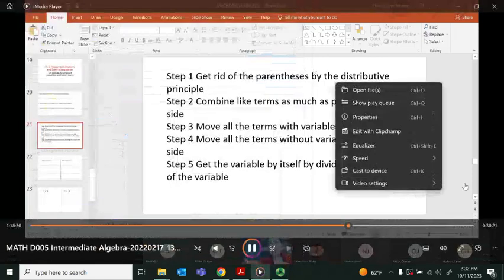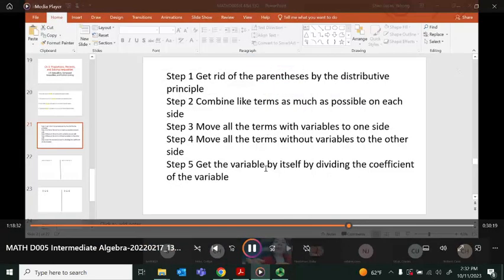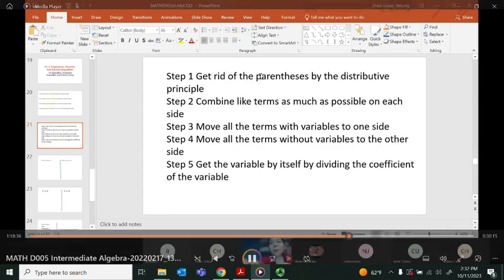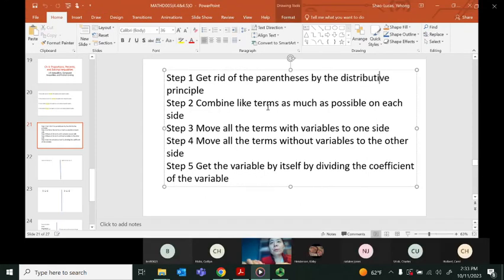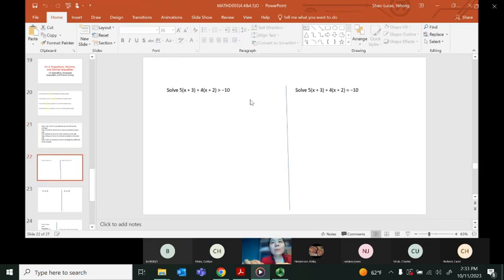Solving inequalities follows the same steps as solving equations. You get rid of parentheses by distributing the number, you combine like terms, you move terms with variables and then terms without variables, and then you divide by the coefficient. So exactly the same steps as we did before.